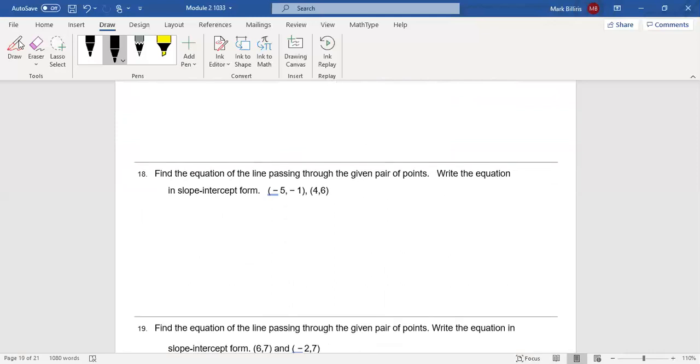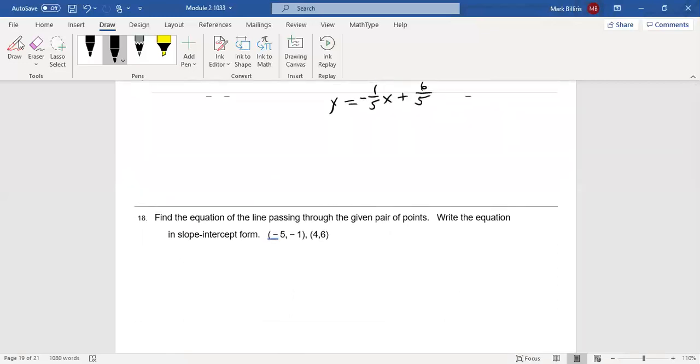Our next example, find the equation of the line that passes through the given points. So again, step number 1 is always to find the slope. It didn't give us the slope in this case, it gave us 2 points. So we're going to have to use our slope formula to find the slope.